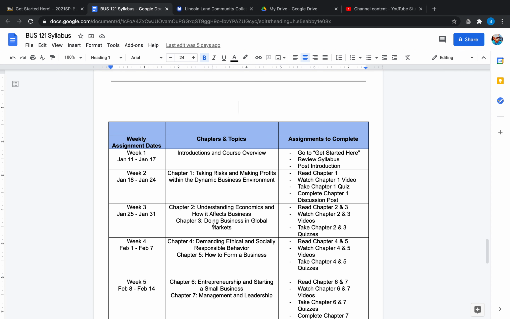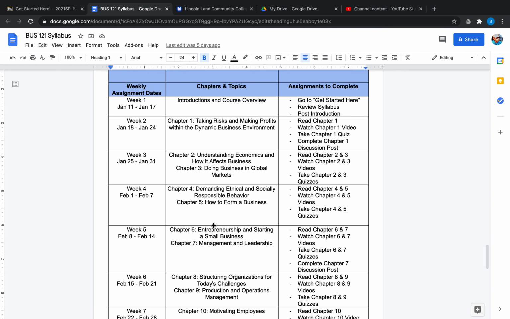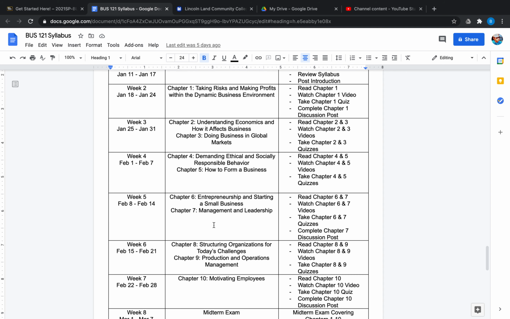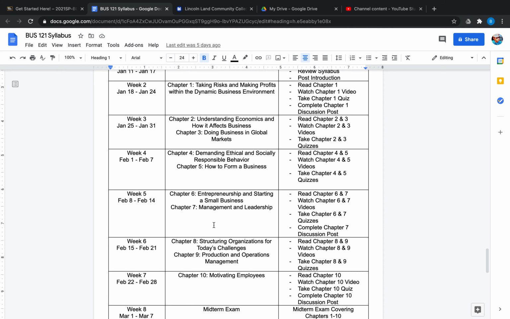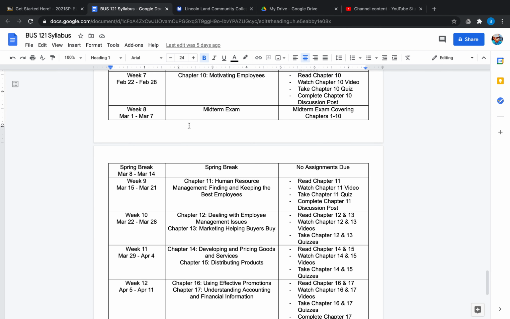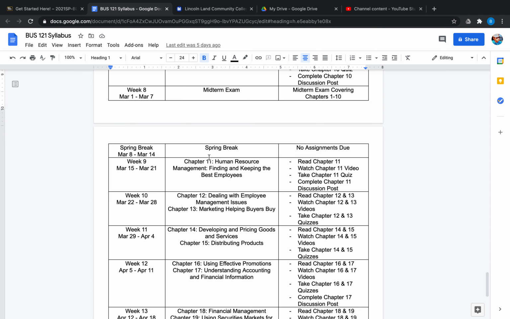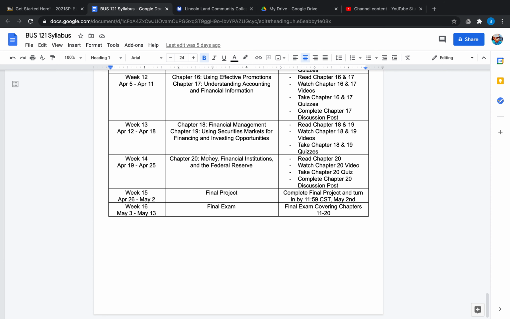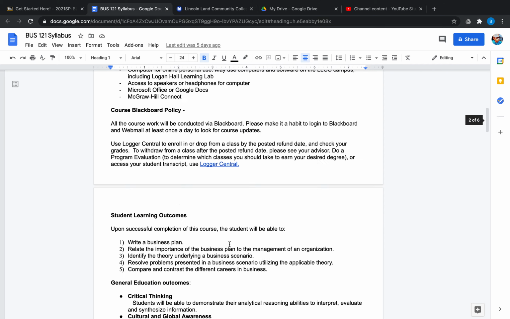So I would highly recommend printing this out, and that way you do have it. Typically I do not make changes to the schedule throughout the semester, so this is usually pretty set in stone, but if I do have to make changes, I will send out an announcement about that. Just keep in mind some dates, such as the midterm. We do have spring break here in the middle of the semester. And then towards the end of the semester, just be mindful of when the final project is due, as well as the final exam. So that's pretty much everything I've got to cover for the syllabus.